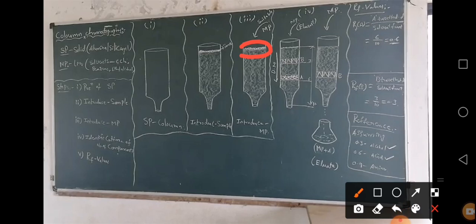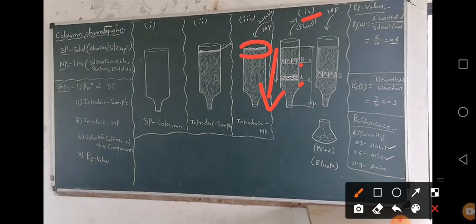The mobile phase has a high polar character, hence it will move very fast. In this way the mobile phase is moving. Already a number of components are dissolved in the mobile phase, so the dissolved components also move downwards with the mobile phase, as shown in figure number 4. See here, I have shown A and B, meaning the different components present in the sample mixture dissolve in the mobile phase and also move downwards in the column with it. So the mobile phase will move first.